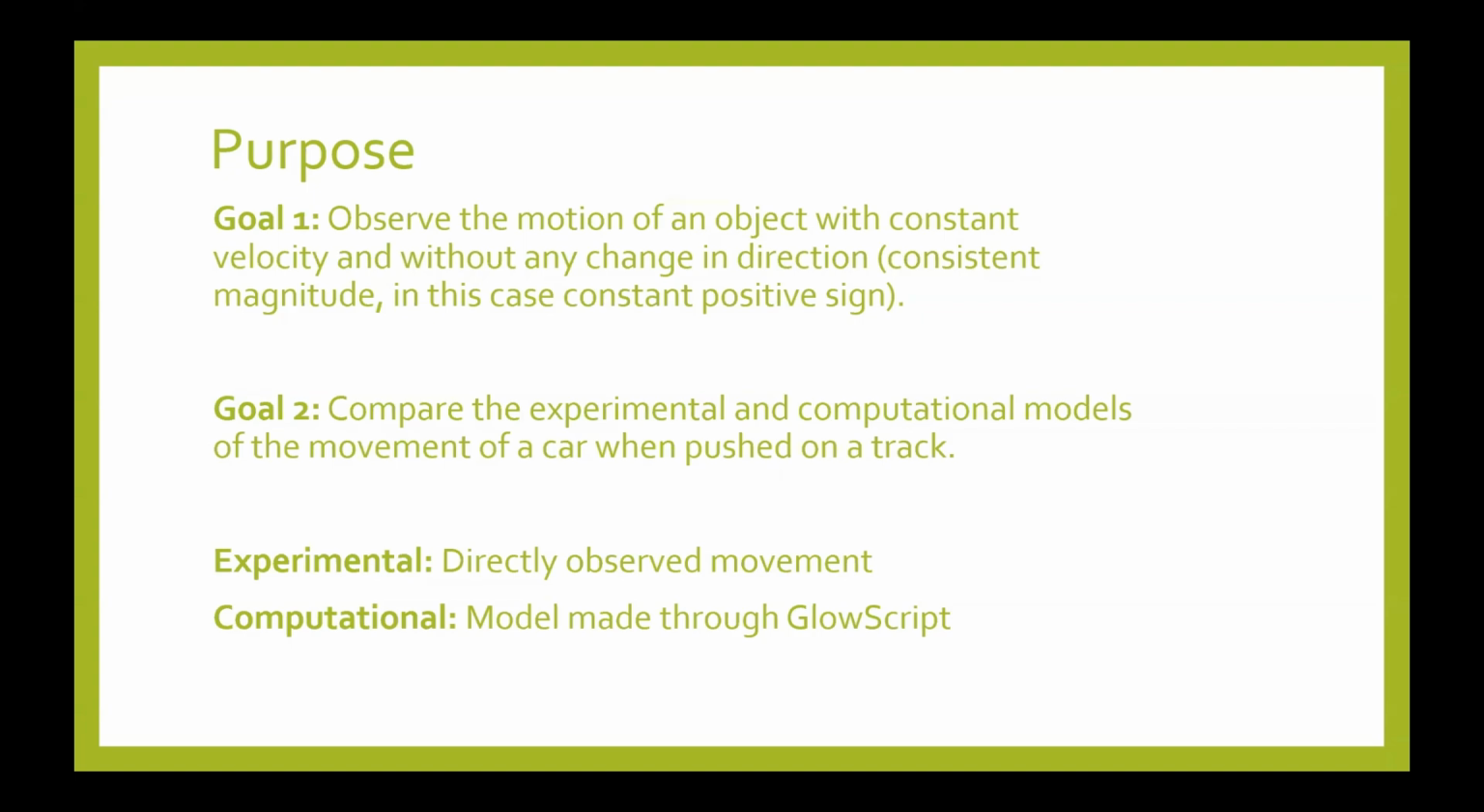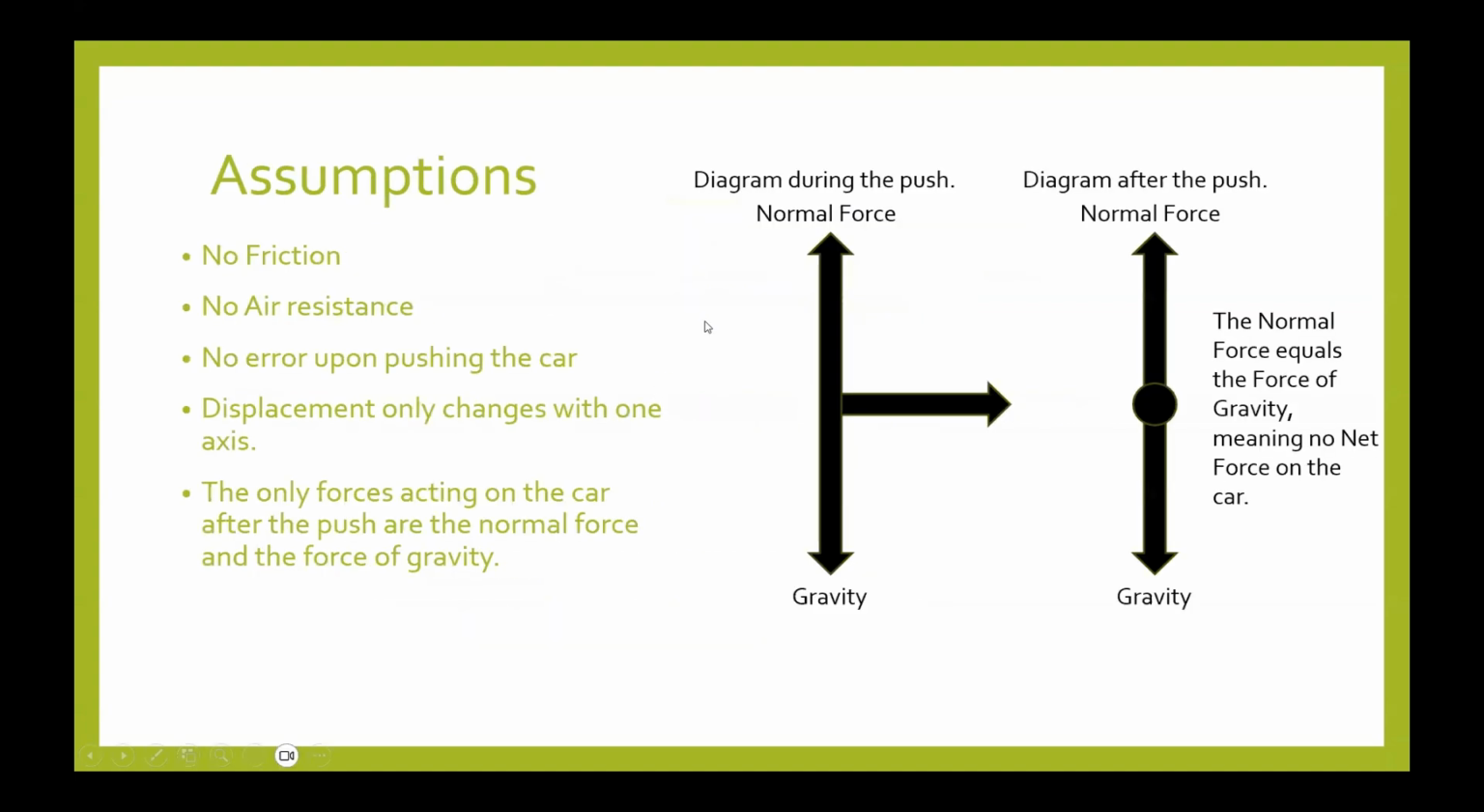So there's two different systems I'm using. There's the experimental, which is directly what I see in the movement, and then there's computational, which is using a system called GlowScript to model what I am hoping to achieve with the experiment.